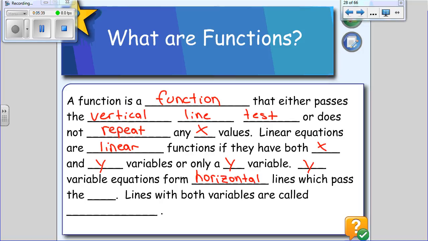Which would pass the vertical line test, but we're just going to put VLT for short. It's a much quicker way of stating vertical line test. Lines with both variables are just called diagonal lines, right? You've seen them a million times. They just cross down and all they're diagonal.